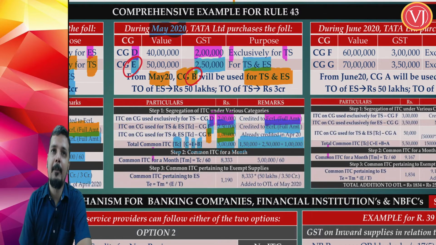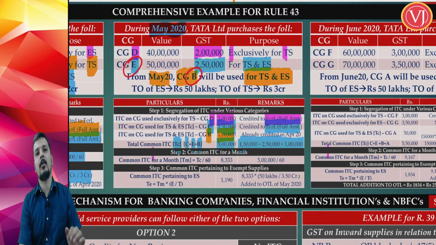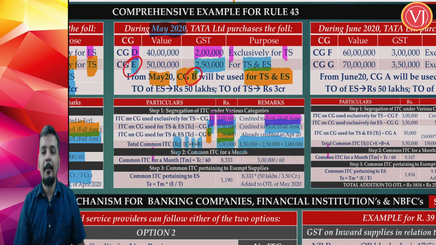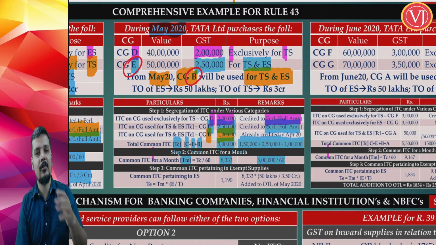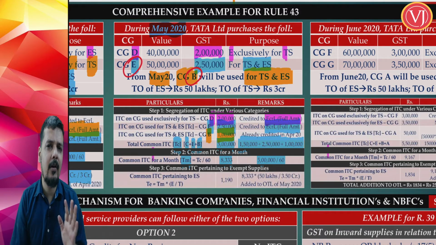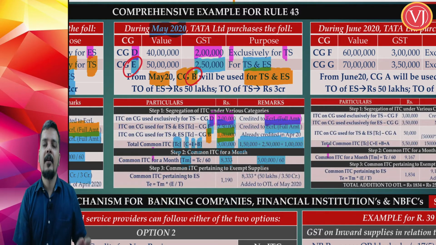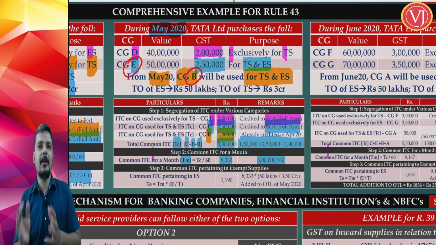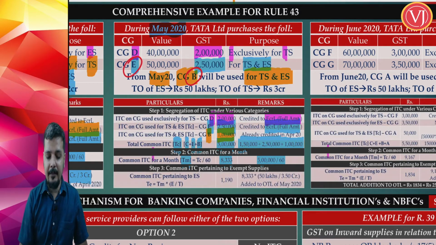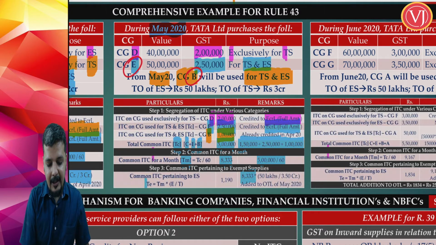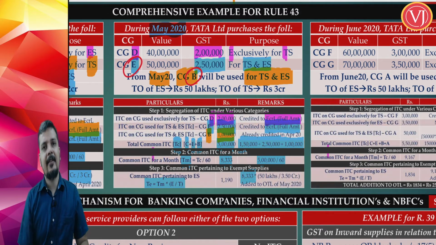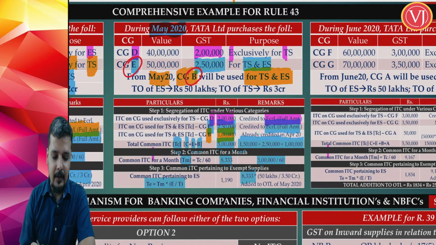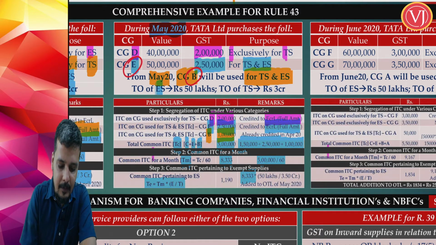Now TM, what is the base for monthly reversal? TC is total credit of common capital goods. TM is monthly credit, which is 5 lakhs divided by 60, which is 8,333 if you use your calculator. But this is not a reversal. You are not going to reverse this amount, because it is only monthly, 1 divided by 60. But what is the actual reversal? It is 8,333 multiplied by exempt turnover divided by total turnover. So in this May month, what was the exempt turnover? 50 lakhs.